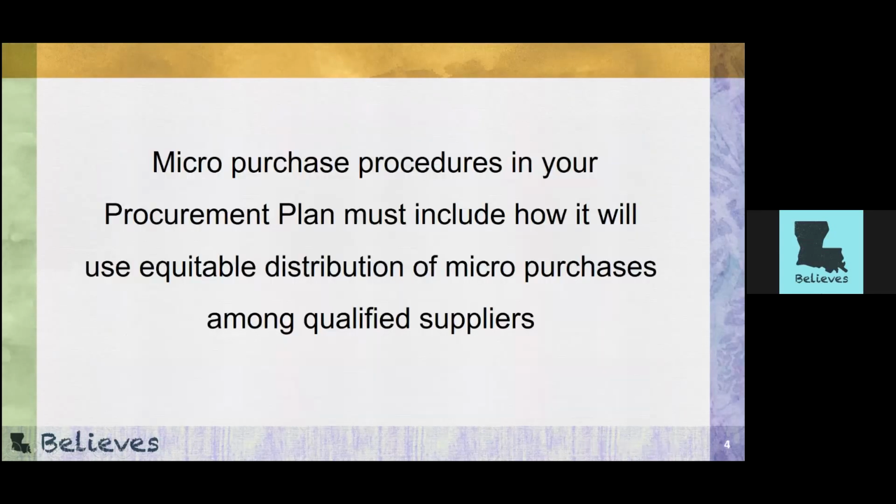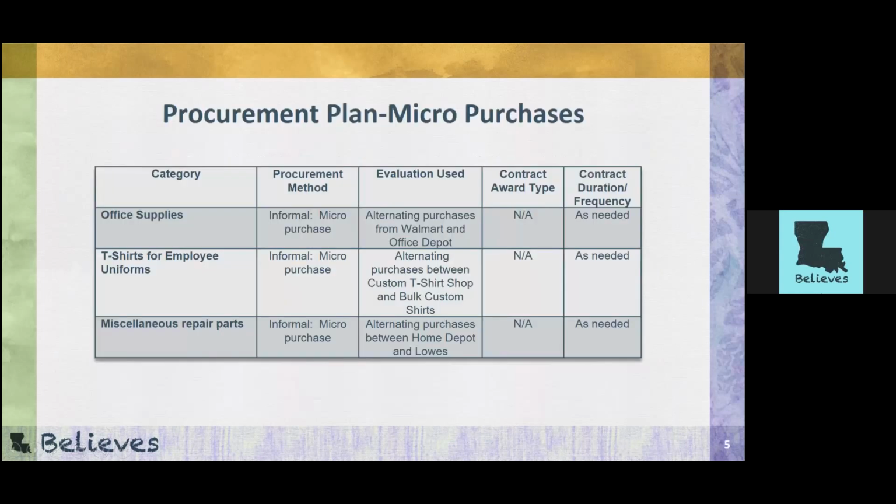The micro purchase procedures in your procurement plan have to include how it's going to equitably distribute the micro purchases amongst qualified suppliers. So I've included a sample of the chart that's in your procurement plan. And as you can see, each of these planned purchases are using the micro purchase method. This SFA decided what items they were going to purchase using the micro purchase method. And number one is office supplies. So in order to meet the requirement, they're going to purchase office supplies from both Walmart and Home Depot. That will assure that they are spreading the wealth.